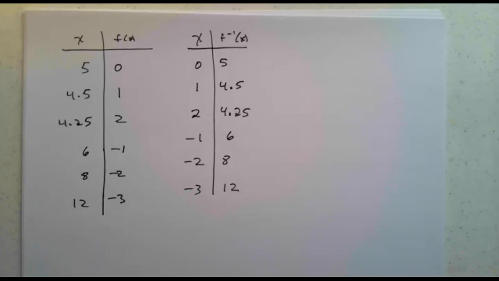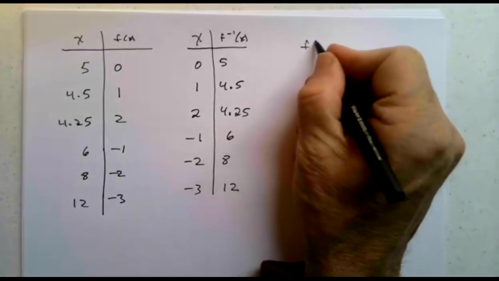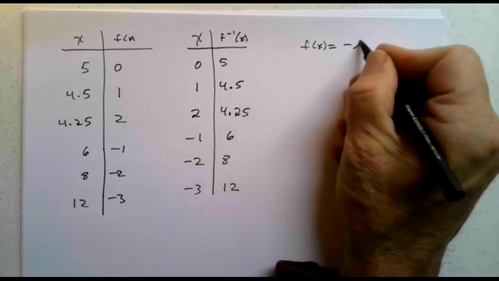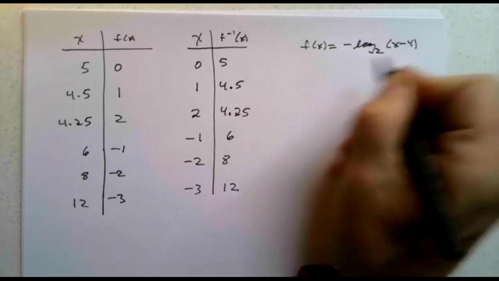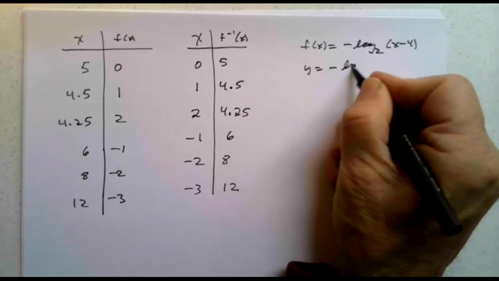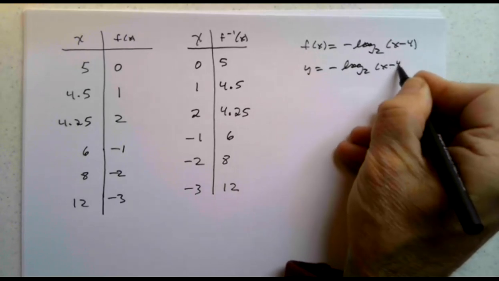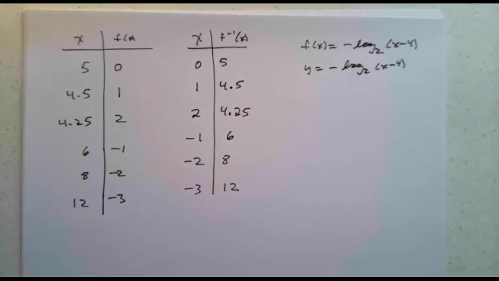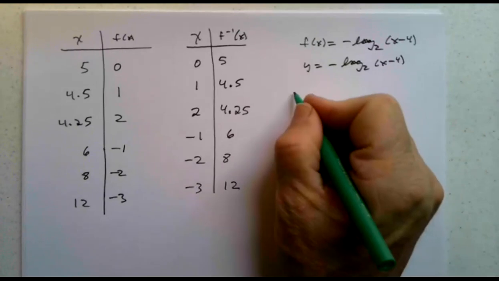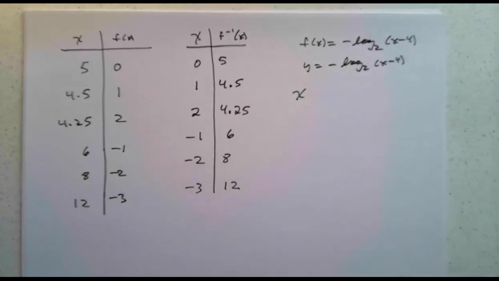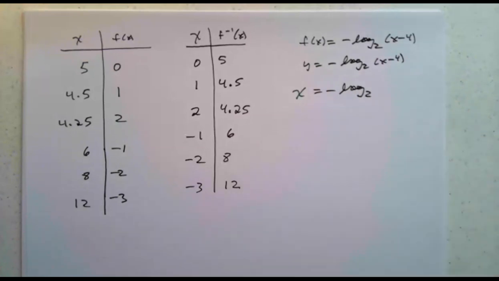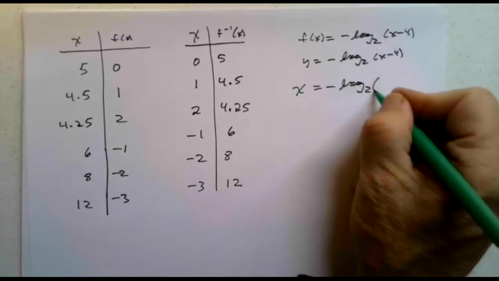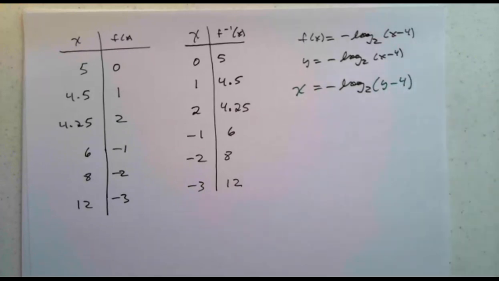Remember, my original function was f of x equals negative log base 2 of x minus 4. This is the original, or y equals negative log base 2 of x minus 4. If I want to graph an inverse, x becomes y, y becomes x. So y becomes x. So just rewrite it as x equals negative log base 2 of y minus 4. And that should go through the points that I've just constructed on Desmos.